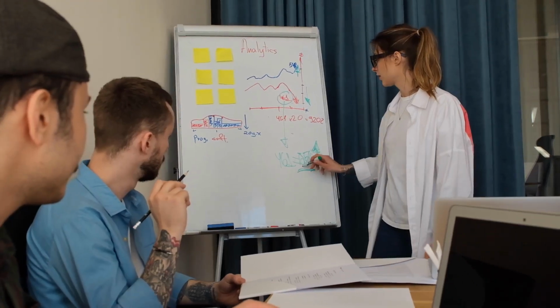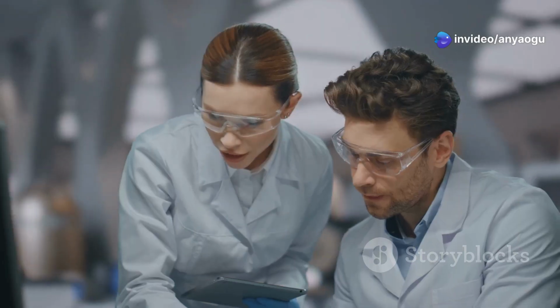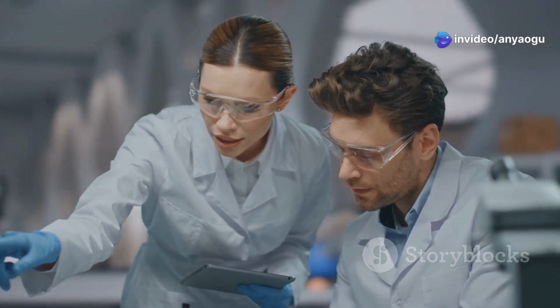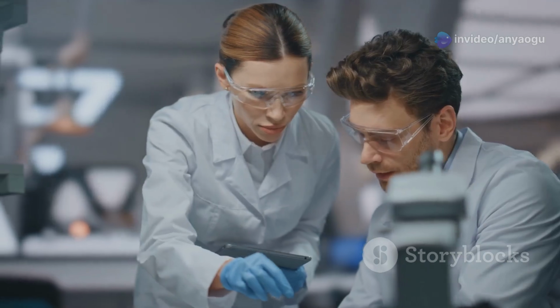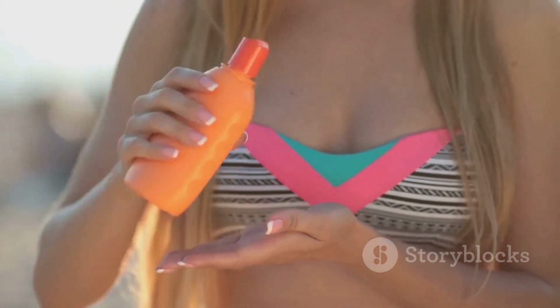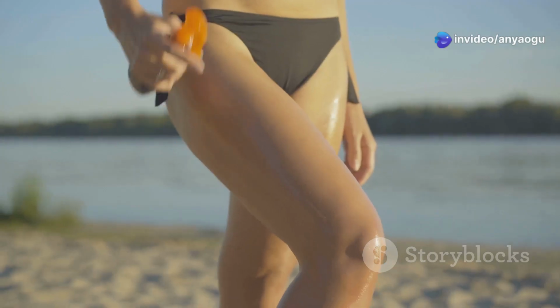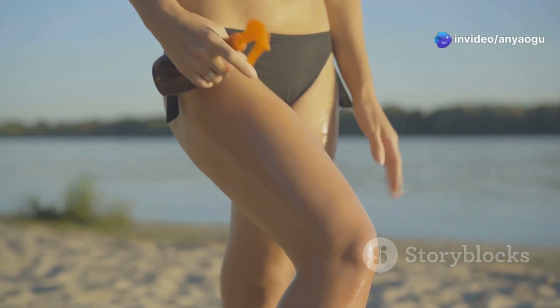First things first, we need to define our objectives. What are we aiming to achieve with this formulation? What are we trying to create? What should it do? These questions help us set clear goals. Let's say we're formulating a new sunscreen. Our objective is clear: to protect the skin from harmful UV rays.